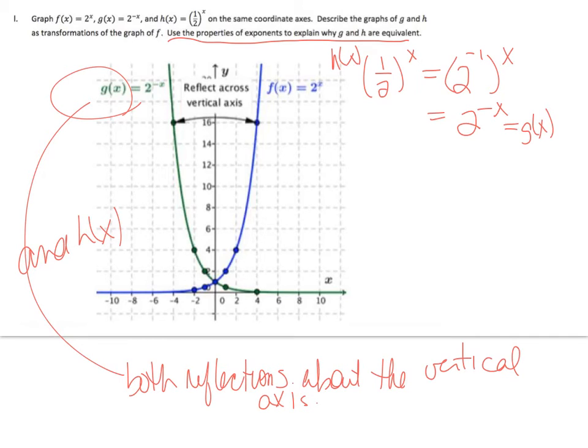And that's what that negative does. Okay, that negative right there makes it a reflection over the vertical axis. Cool? Awesome.